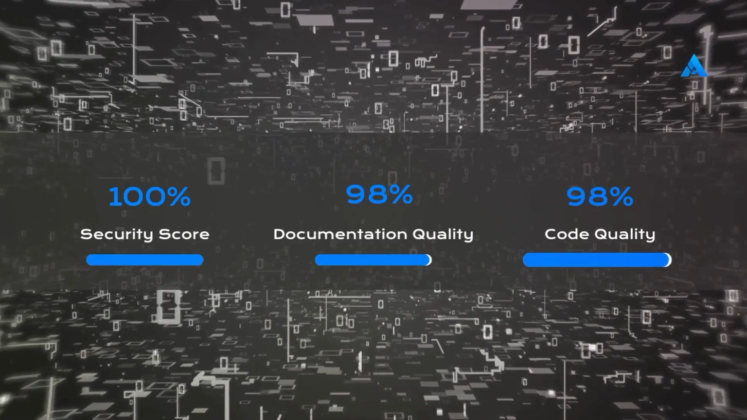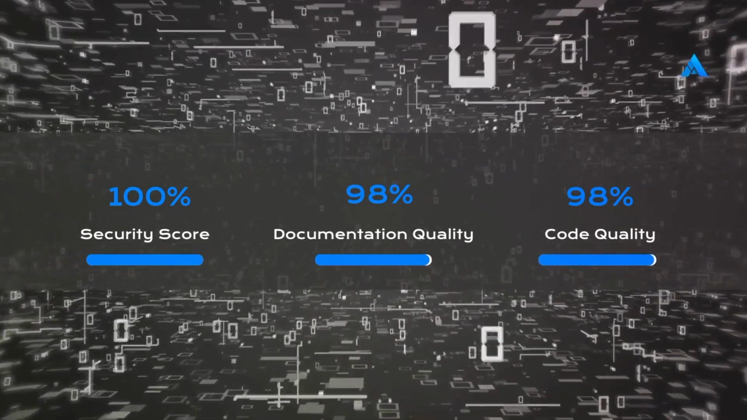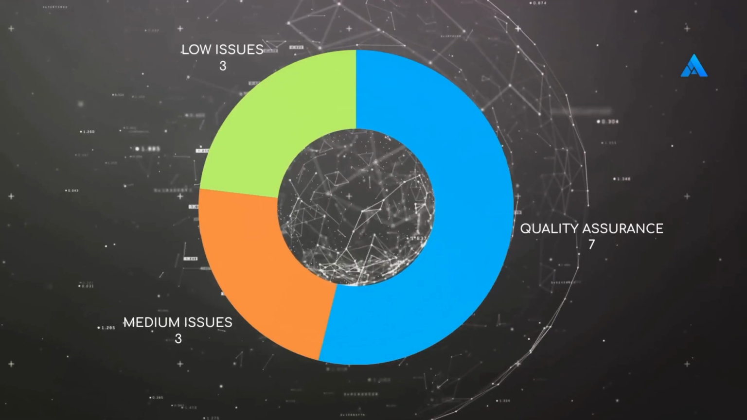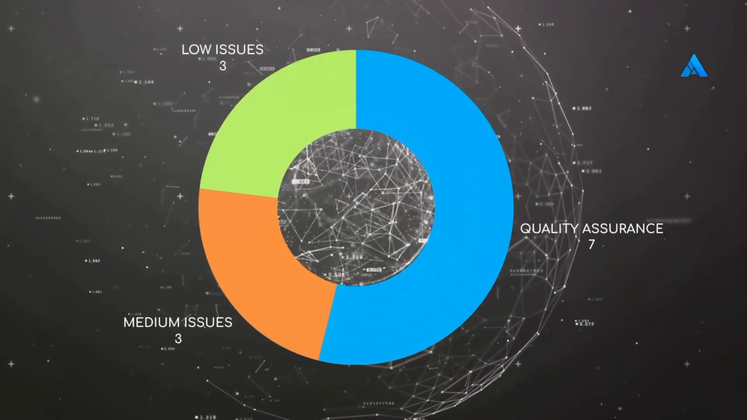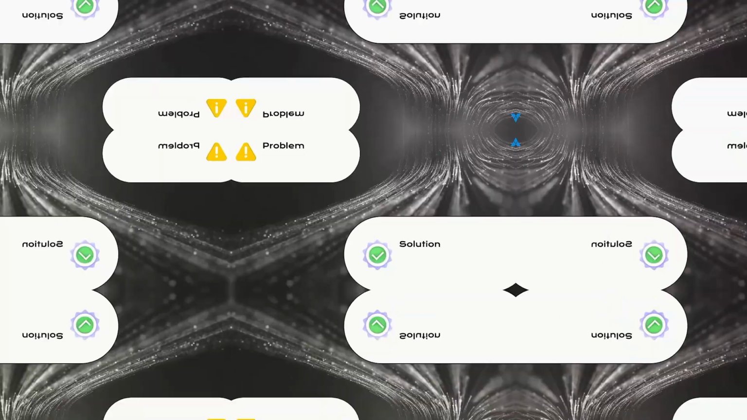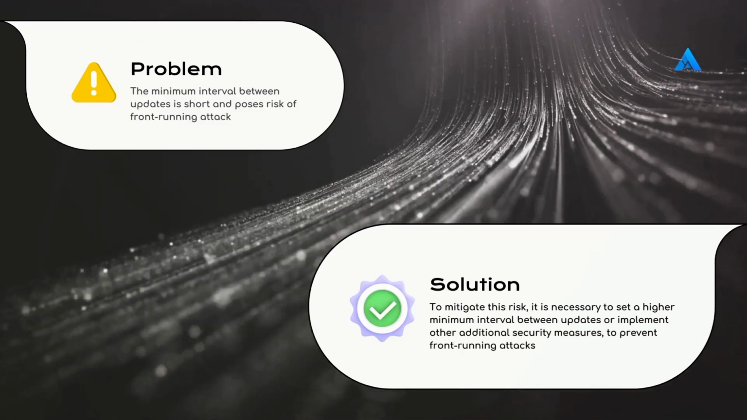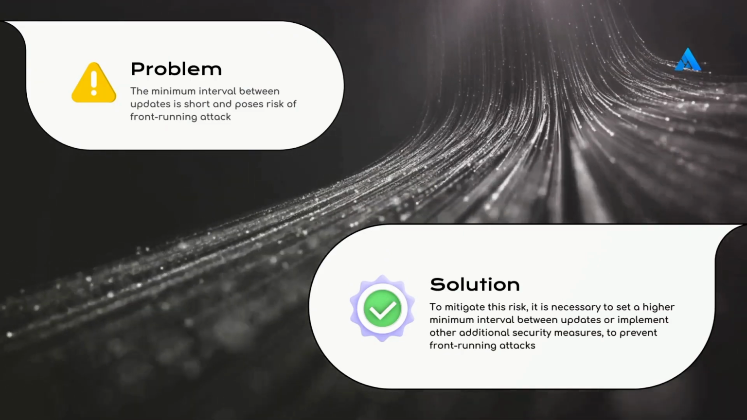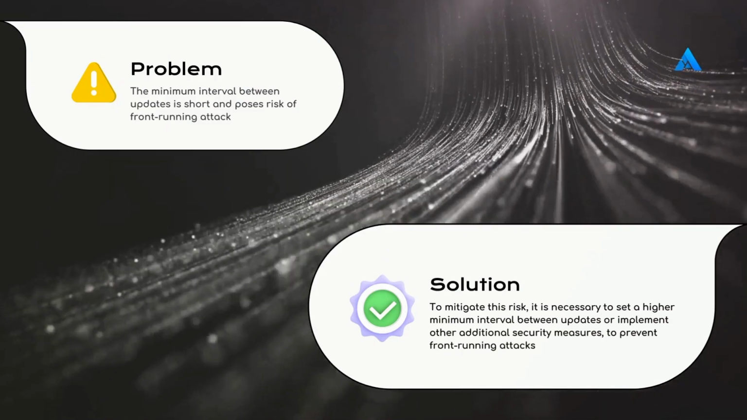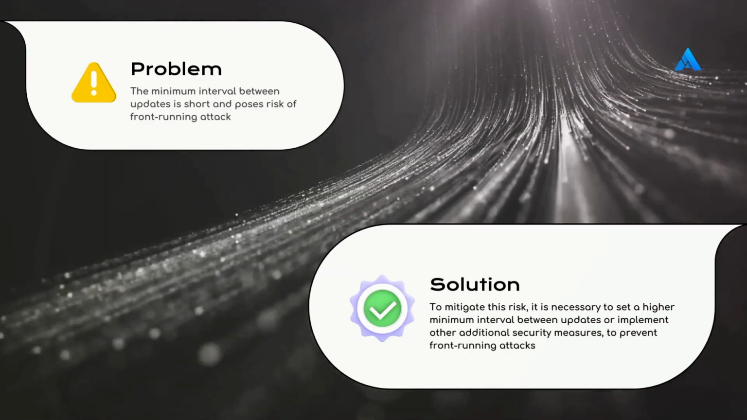Security score, 100%, code quality, 98%, documentation quality, 98%. We are excited to report no high-severity issues were identified. Next, let's take a closer look at the medium and low-severity issues. The minimum interval between updates is short and poses risk of front-running attack. To mitigate this risk, it is necessary to set a higher minimum interval between updates or implement other additional security measures to prevent front-running attacks.